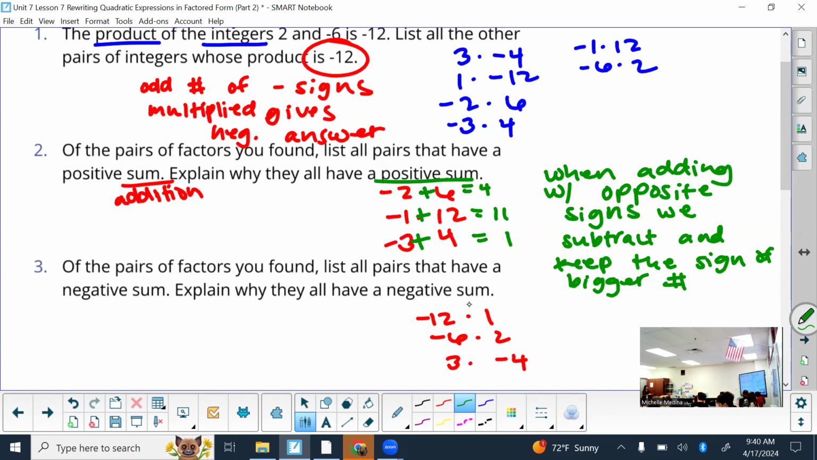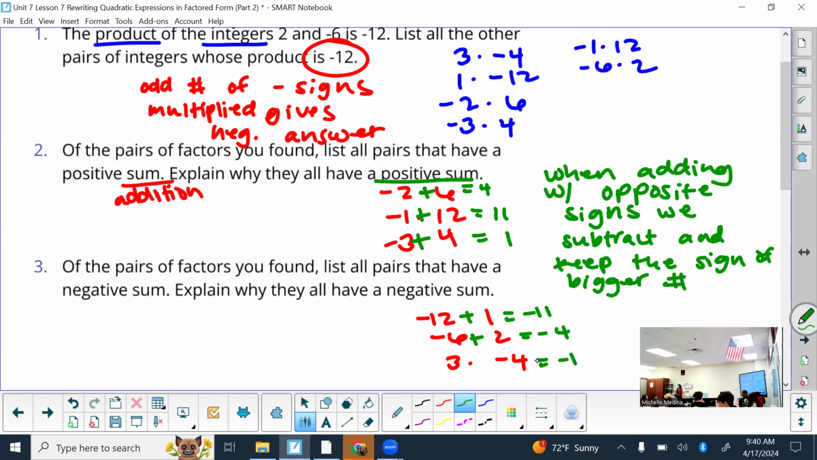Down here, same thing. What's negative 12 plus 1? So we did still 12 minus 1, but we keep the sign of the bigger number. Negative 6 plus 2 is, so we did 6 minus 2, but we keep the sign of the bigger number. Does that make sense? Okay.